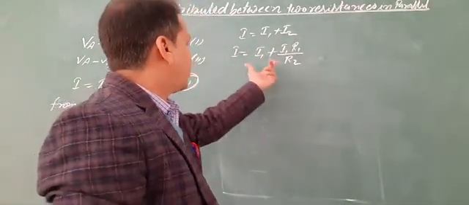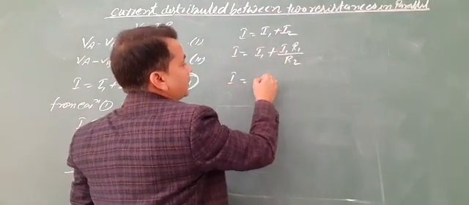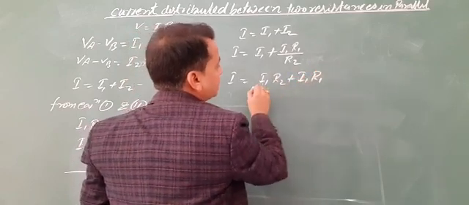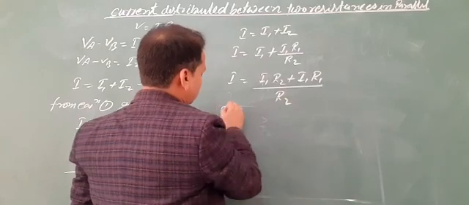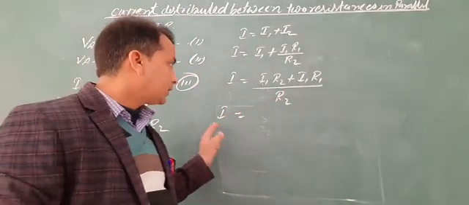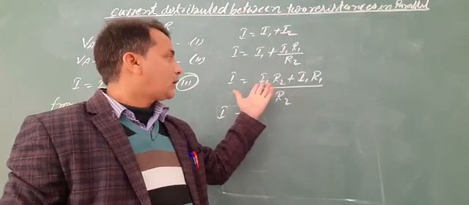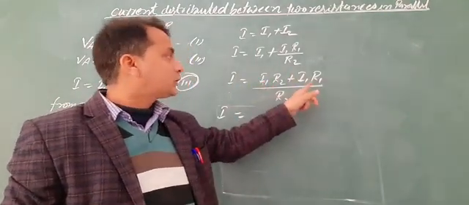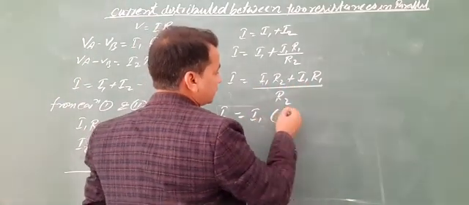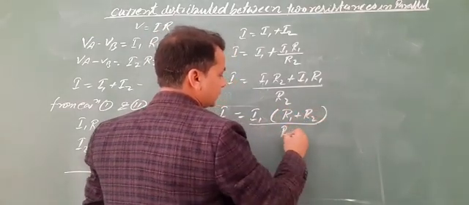Then simplify this equation. Here I equals I1 R2 plus I1 R1 by R2. Here the total current is I, and current I1 flows across R1. So the current I1 in both terms is the same. Then taking I1 common, I1 bracket R1 plus R2 by R2.